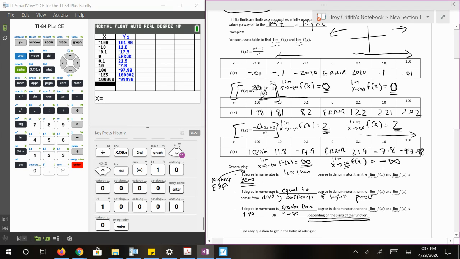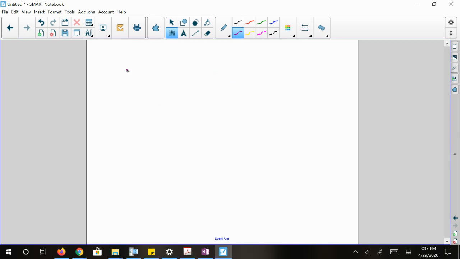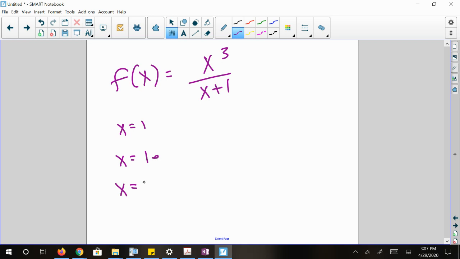let's say we had x cubed divided by x plus 1. Okay, well, once again, let's try and plug in some bigger numbers here. If I plug in 1, I get 1/2. If I plug in 10, 10 cubed is 1,000. And then 10 plus 1 is 11. Okay, so this is a pretty big number. And then if I plug in 100, 100 cubed is like, what's that, 6 zeros?